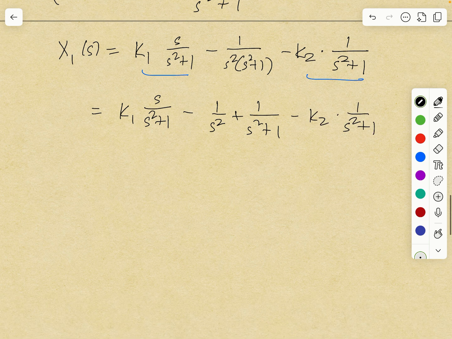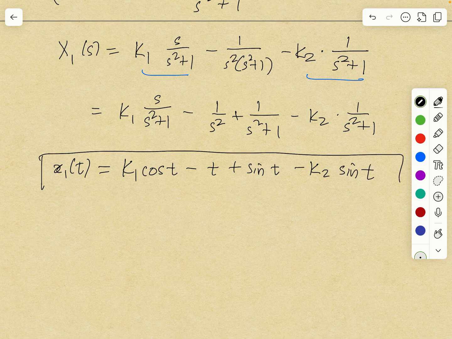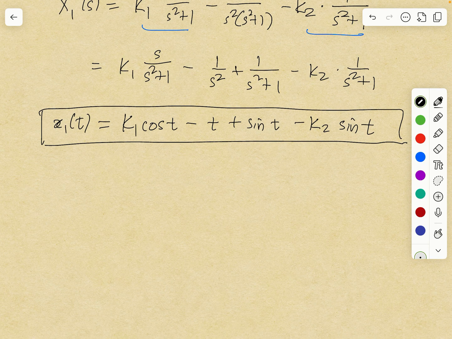So now I'm ready to find the inverse Laplace transform. I have my table of Laplace transforms ready, and I'm going to see that it's capital K1 times cosine t minus t plus sine t minus capital K2 sine t. So that's little x1 of t. Now I need little x2 of t. Well, for my capital X2, I just do the same thing. I'm just going to split up the fraction and pull out the constants.